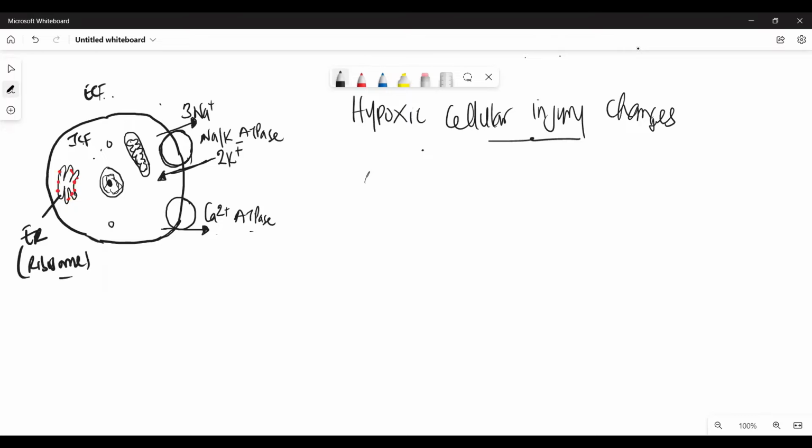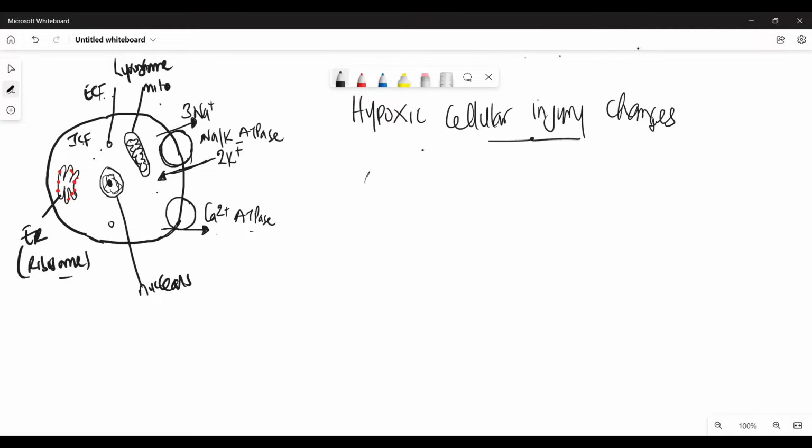And here we have our mitochondria, and there's our nucleus, and of course, this is going to be our lysosome. Normally, sodium is majorly located outside the cell. The majority of our sodium is outside the cell, whereas potassium is the major cation inside the cell.